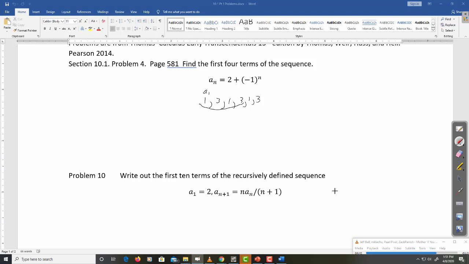Down here, the first 10 terms of the recursively defined sequence. We have the first term is 2, but every other term is n times a sub n over n plus 1. A sub 2 equals 2 times 2 over 2 plus 1, which equals 4/3.